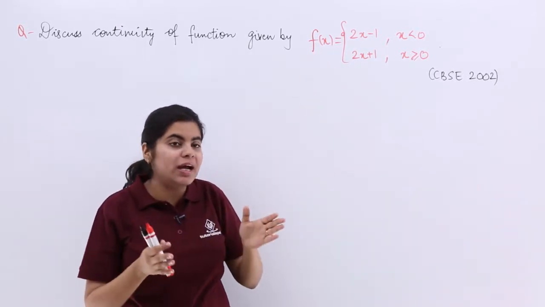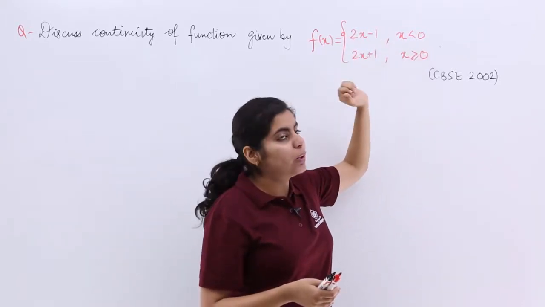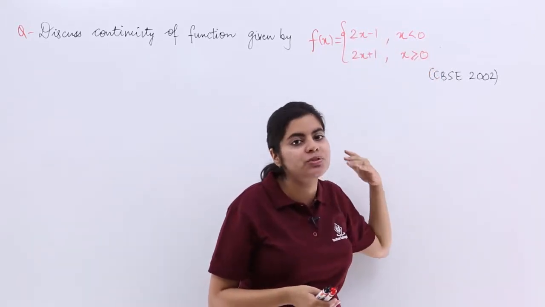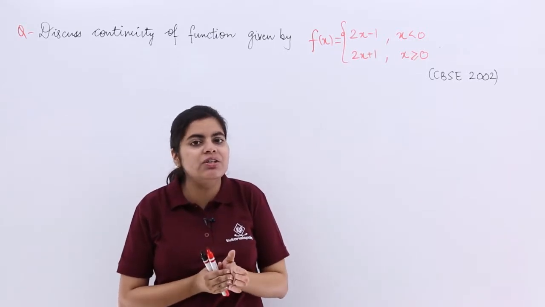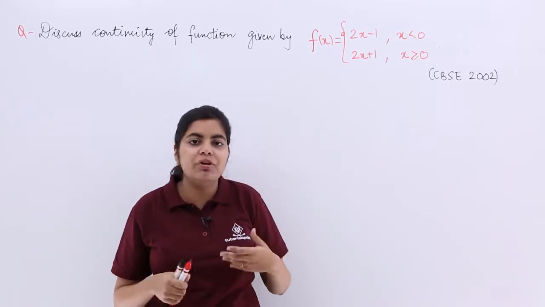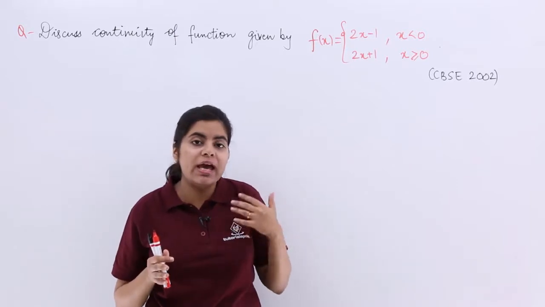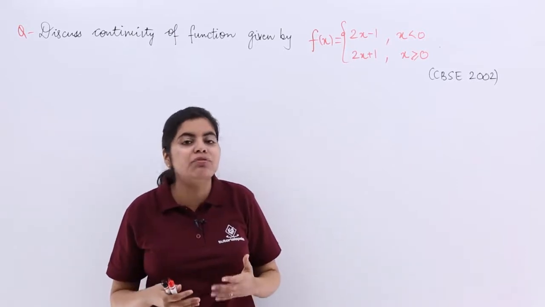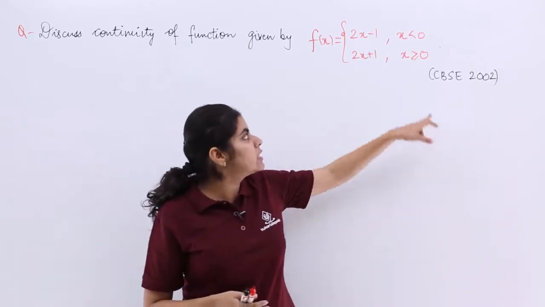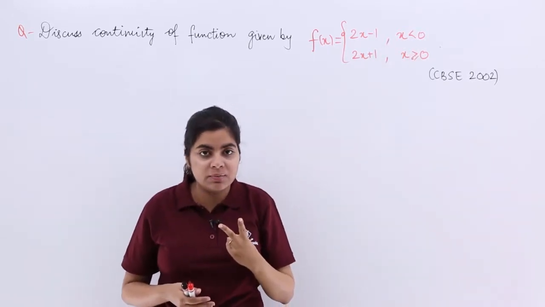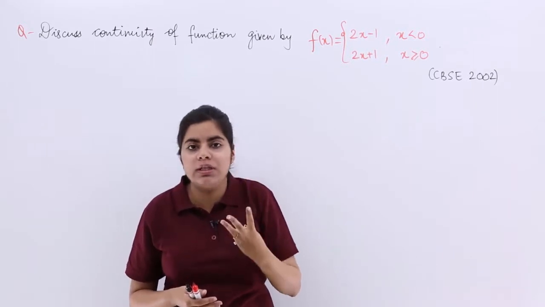There are again two categories of it. x less than 0 is one function, x greater than or equal to 0 is another function. So you have to discuss the continuity. Discussing the continuity means you have to tell whether the function is continuous or not, where it is continuous, and if not continuous, where it is not continuous. So instead of seeing this function split into two categories, let's see this split into three categories.